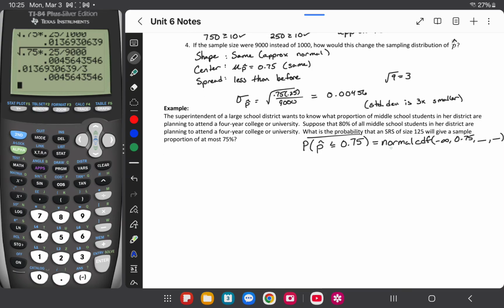I also need to know that it's approximately normal. So here's what we're going to do. Let's go through and check all of those conditions, similar to what we did on our previous problem.